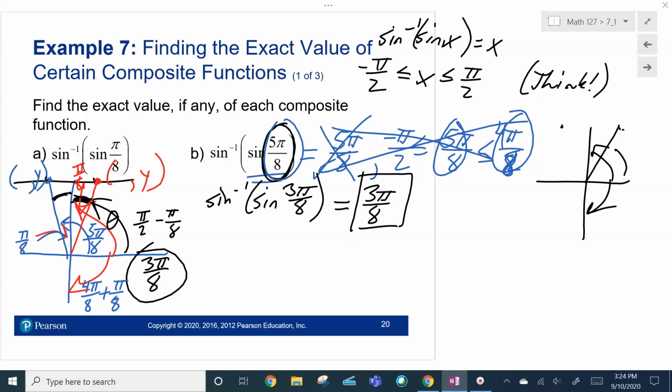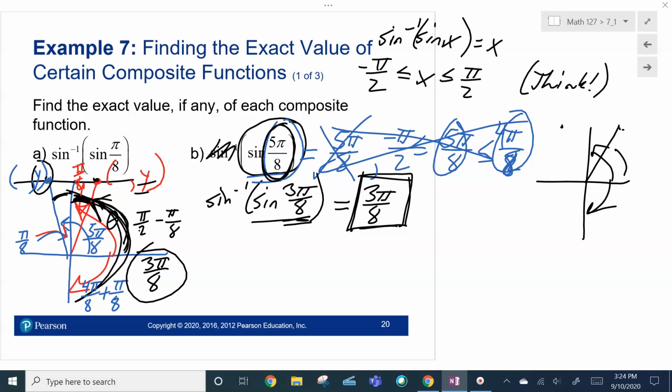And that again is because if you forget about this for a minute, the sine of 5 pi over 8 exists. It's this y value. So let's find that value, but over here with an angle equivalent in quadrant 1, because I have to be between negative pi halves and pi halves. And it's 3 pi over 8. And then I can use the fact that the arc sine of the sine of x is x as long as x is between negative pi halves and pi halves.